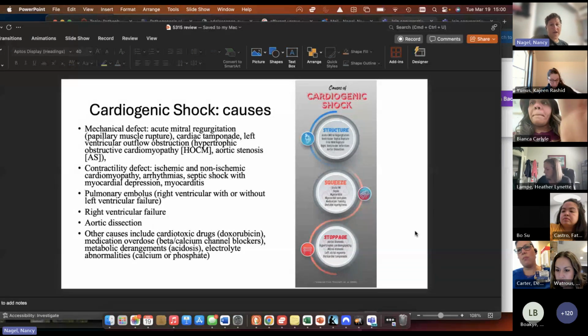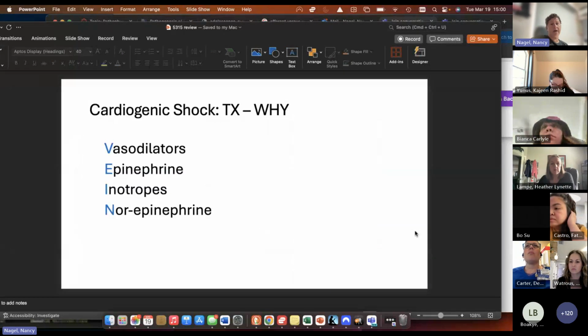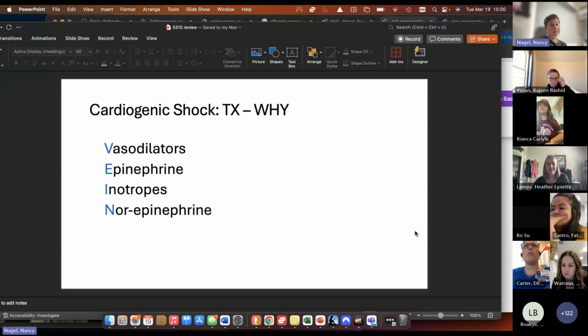And then how do we fix it? Well, where can we optimize the problem? We can optimize it by preload, getting off the extra volume if we can, if their blood pressure will tolerate it. We can do vasodilators. Vasodilators are something that actually affects your afterload. And if you decrease your afterload, I'm talking about maybe dropping your MAP down to 60.